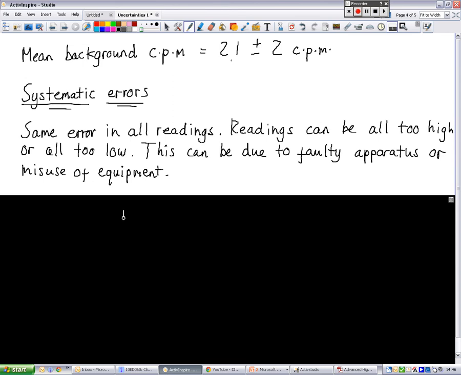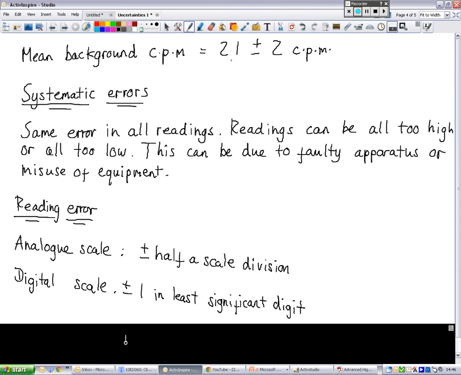We've also got systematic errors as well, and that's when you get the same error in all readings. So that makes all your readings either too high or too low. That can be caused by faulty equipment. It's normally faulty equipment. So if you've got a meter stick and you start measuring things from the end of the meter stick as opposed to from where the scale starts, then all your measurements are going to be out by that tiny wee amount on the front of the meter stick, and that would be a systematic error.